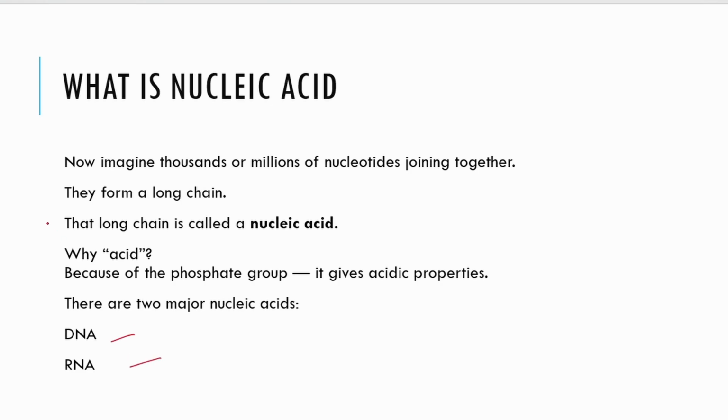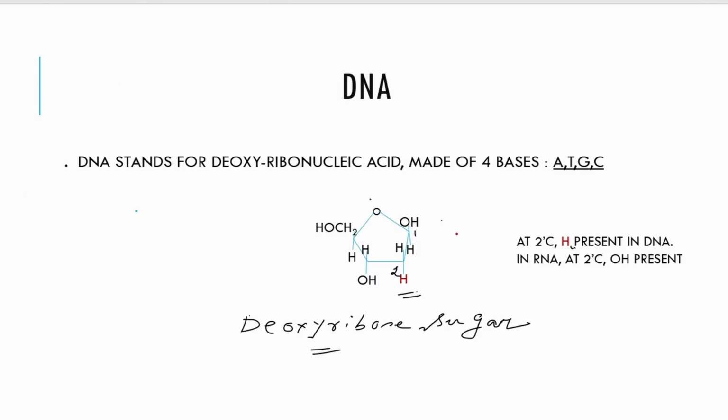Now there are two major nucleic acids, DNA and RNA. Why is it called deoxyribose nucleic acid? If you notice, at the 2' carbon, only an H group is present, no OH group, only H. As a result, this is called deoxyribose sugar. Now, if we add one extra O at that 2' position, this extra O will make it ribose sugar and we will call it RNA. DNA lacks this 2' OH group and that's why it is called deoxyribose sugar.